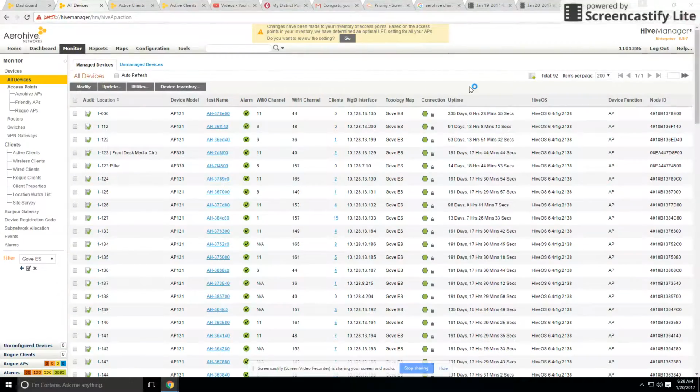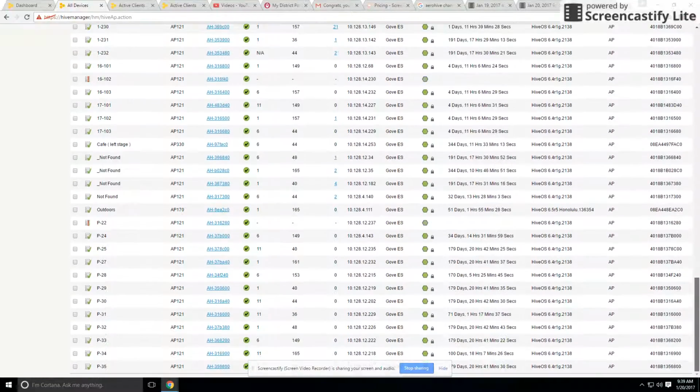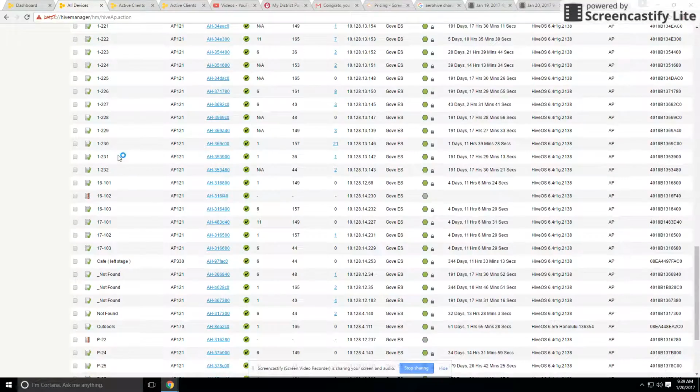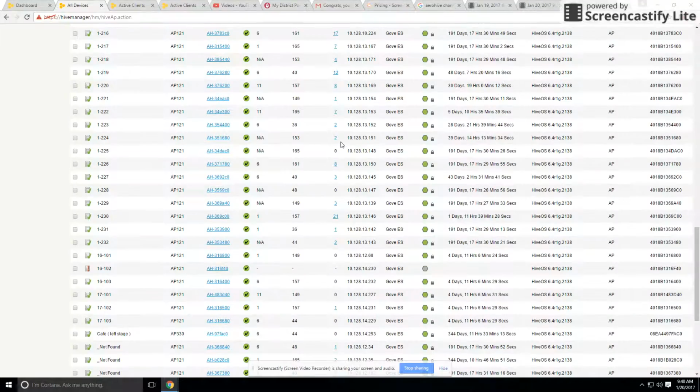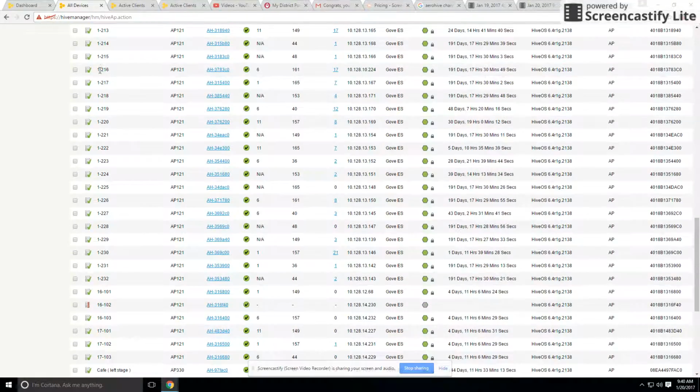So I've just pulled out the monitor screen for the access points for Gov Elementary, and I was looking through. I first of all found this room 1230, which had 21 clients, but unfortunately, this is near real time. And when I looked at it, I couldn't get any grasp for those clients because they had all recently disassociated, disconnected from the access point. So I went back up to 1216, which is access point 3783C0, and I looked at the clients on it.